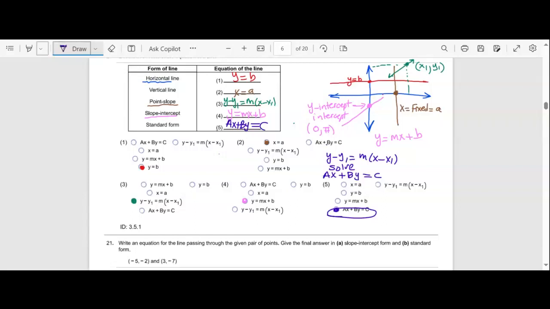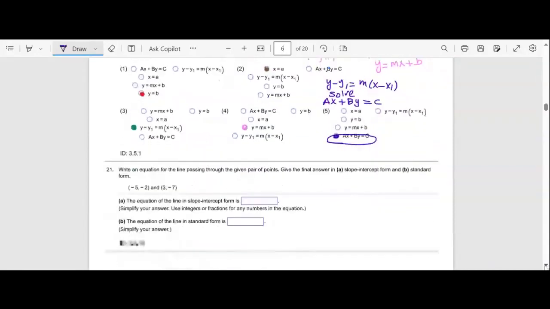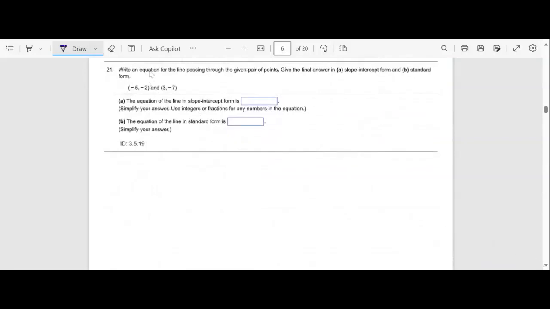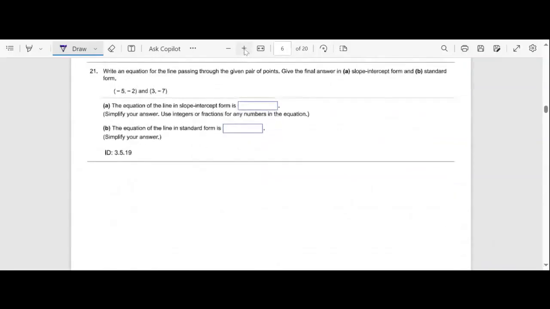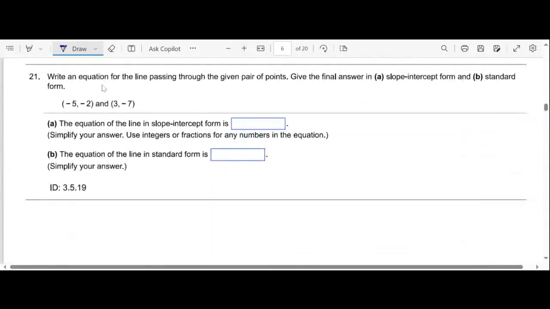So let's go to the next question. Question number 21. Write the equation of the line passing through the given pair of points. Okay, so he gave you a pair of points. How many points is he giving you? 2 points. I would call these x1, y1, x2, y2. Give the final answer in slope-intercept form and in standard form.